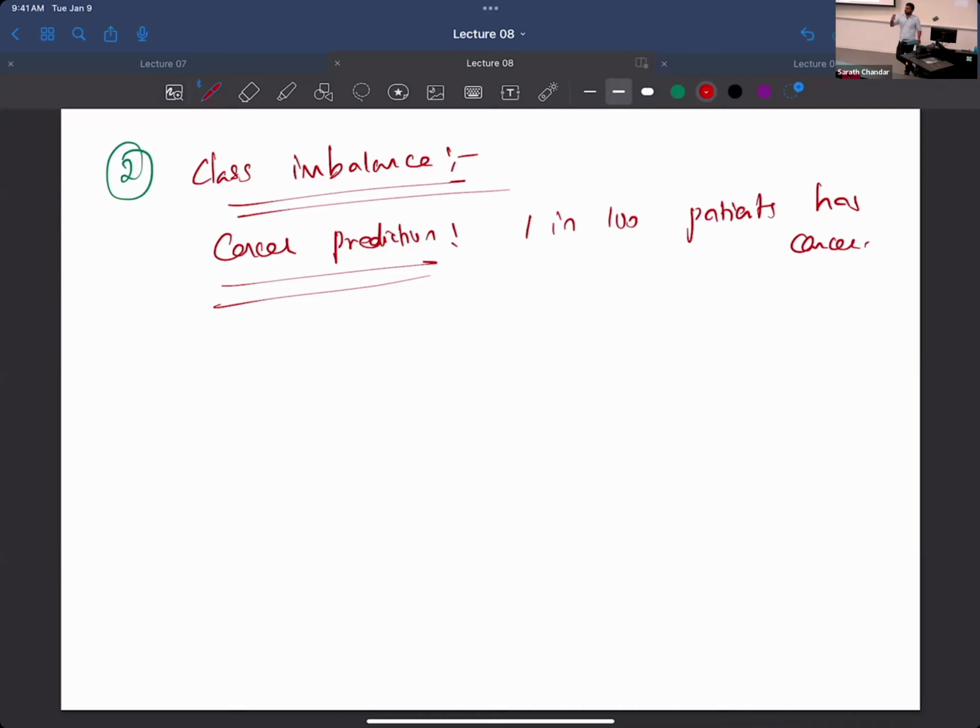So if you train a model with this data set, what could happen? I have a data set where 99% of data is no cancer and 1% is cancer, and let's say I train logistic regression. So what do you guess would happen? Going to misclassify. It's going to misclassify the cancer.